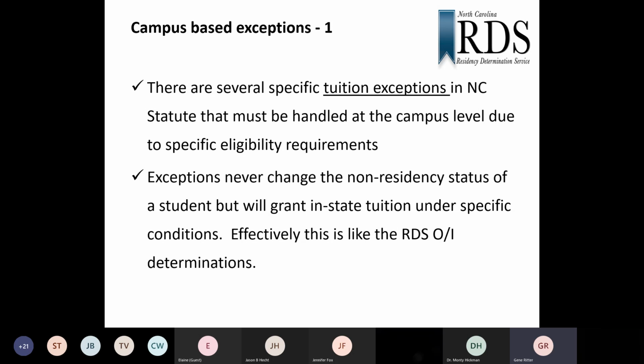They have to be handled because of the eligibility requirements. Early on, I talked about the ones RDS handles. All you have to do is be stationed here, for example. That's it. These others have some other eligibility that has to be monitored each term. It's tied to some other factor. They never change the residency status. So effectively, it's like that out-of-state resident but in-state tuition that RDS gives. You can grant the in-state tuition, you code them in Colleague, and it will recalculate the tuition.